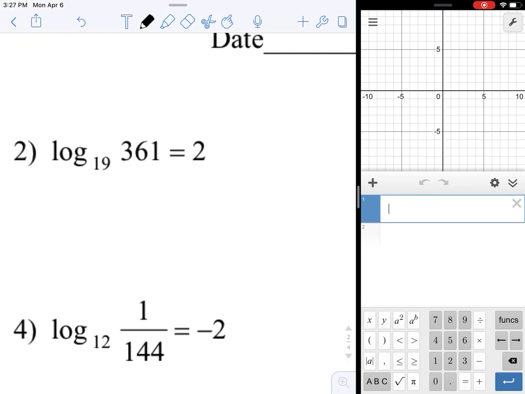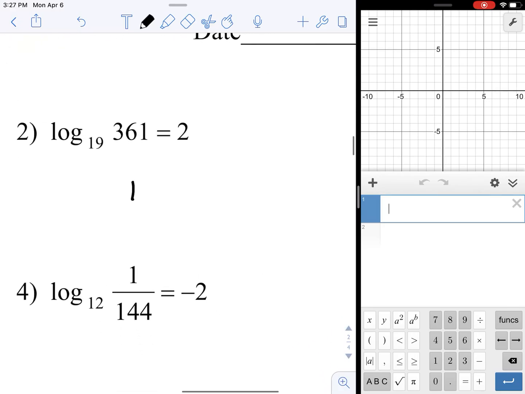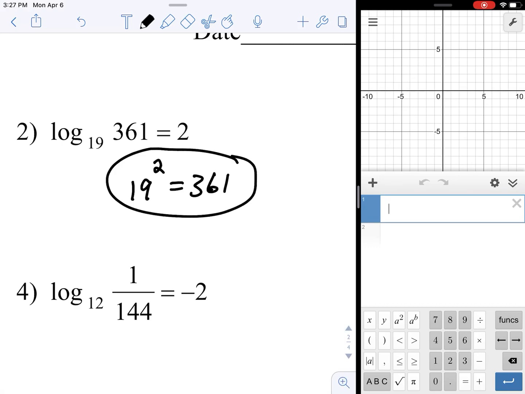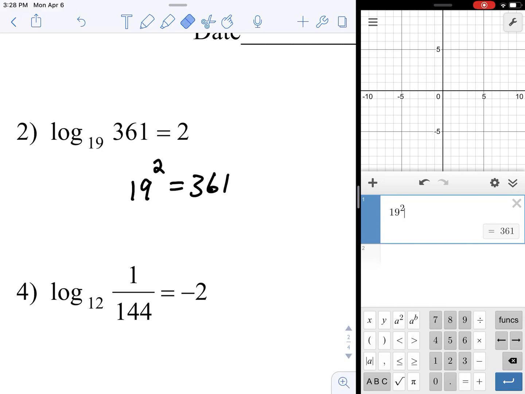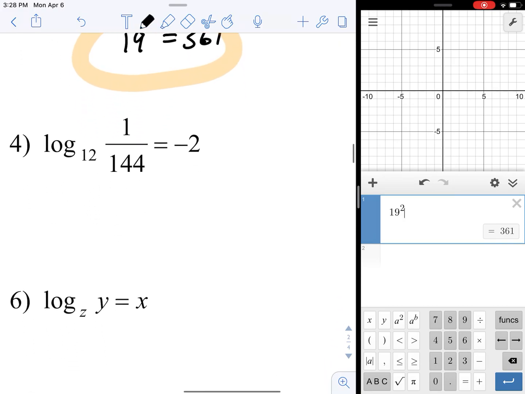So number 2 is already a logarithm. The base is 19, the power is 2, and then the answer is that 361. And that's it. There's nothing to do here. I mean, if you wanted to, you could grab a calculator and do 19 squared and see, does it really equal 361? And it does. But that's not the point. The point is, can you take these three components and arrange them in the proper configuration to make an exponential equation out of it?